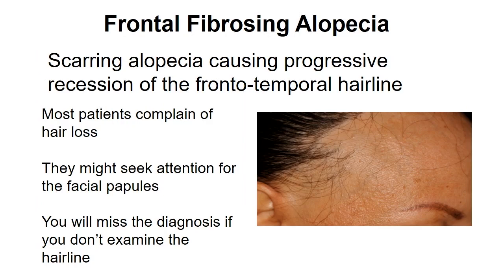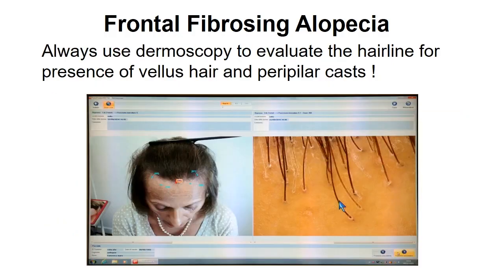And frontal fibrosing alopecia, another very typical case. Keep in mind that these patients usually come for hair loss. They don't come and tell you, I have a receding hairline. They come saying, I'm losing hair. So you have to look for that. And pay attention to the papules that are very typical. And so you will miss the diagnosis if you don't look at the hairlines.